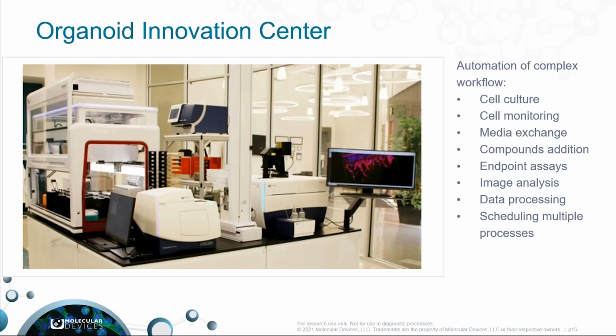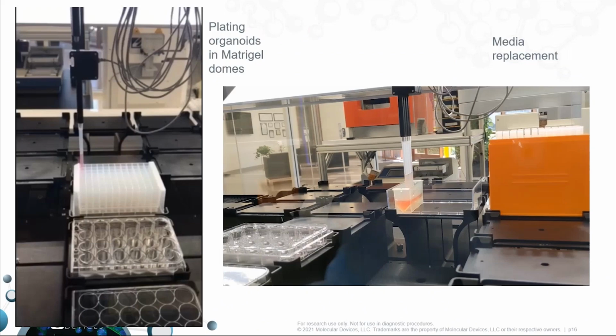To make this process more efficient, we developed different automation methods for a number of different workflows. We developed the Organoid Innovation Center, which includes a number of different instruments, like plate readers, imaging instruments, liquid handlers, and also automated robotic arms with scheduling software, which enable us to develop automation of cell culture, which also includes cell monitoring, media exchanges, compound addition, and endpoint assay. Also image analysis and data processing. Very importantly, scheduling multiple processes and different steps of the processes.